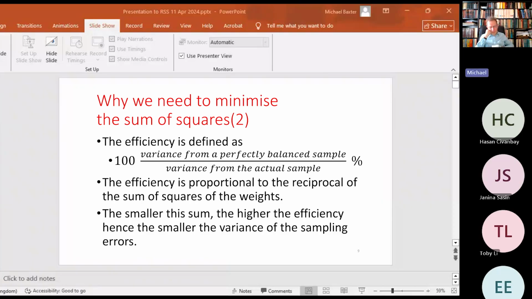And the efficiency depends on the reciprocal of the sum of squares of the weights. So the smaller this sum, the higher the efficiency. So in other words, if there are various different ways of doing the weighting, if we can find a way that minimizes the sum of squares, that's the best way to weight it.